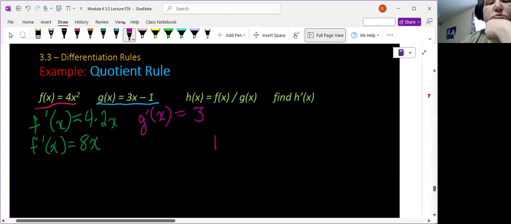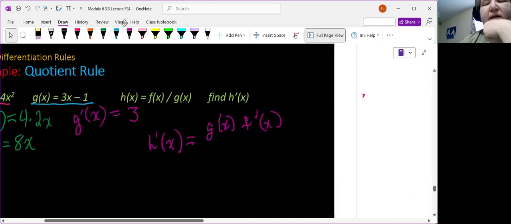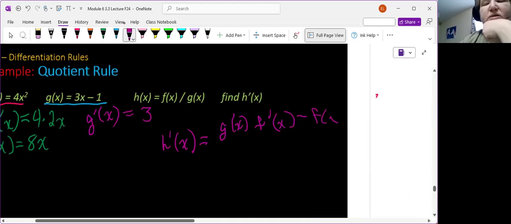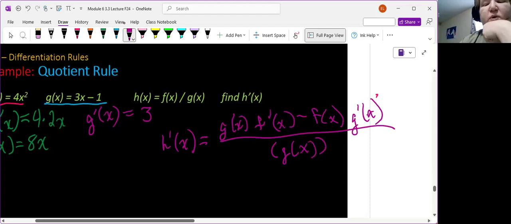So h prime of x. So low is g of x. D high is f prime of x. So low D high minus high is f of x. D low is g prime of x. Square the denominator, which is whatever the g of x is, and away we go.